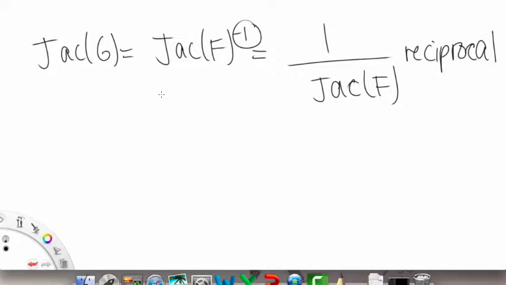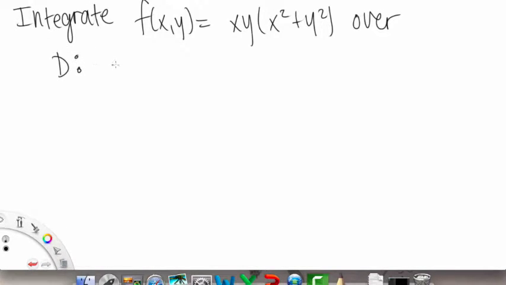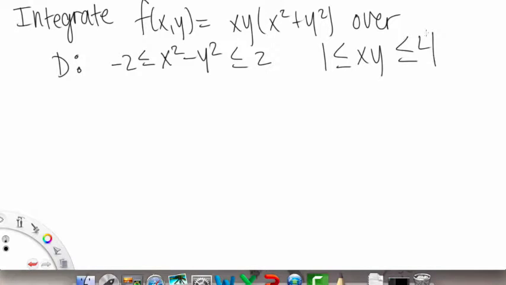Okay, so let's do a final example of that. So we'll integrate, and they give us f of x comma y equals xy times x squared plus y squared, and they give us the domain. D is defined by -2 is less than or equal to x squared minus y squared, less than or equal to 2. And then 1 is less than or equal to xy, which is less than or equal to 4.